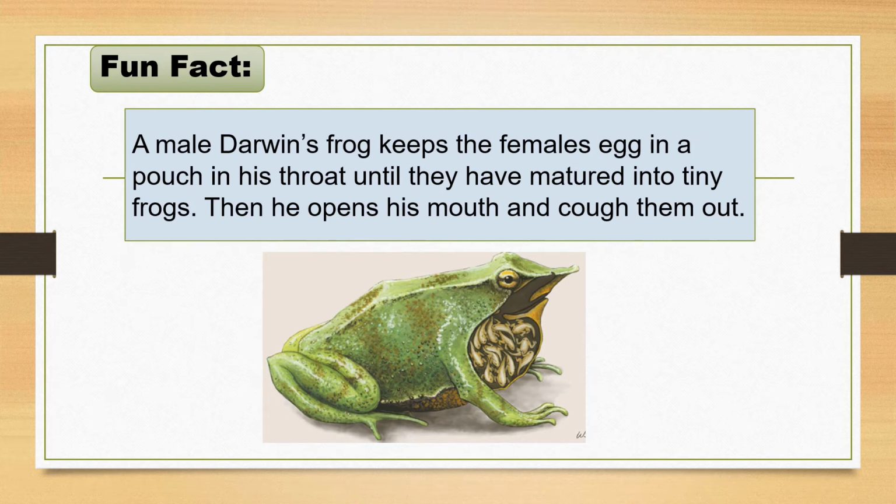A male Darwin's frog keeps the female's eggs in a pouch in his mouth until they have matured into tiny frogs. So the male will keep the female's eggs in his mouth until they are matured, and then he allows the tiny frogs to come out. So that is a fun fact about the male Darwin's frog.